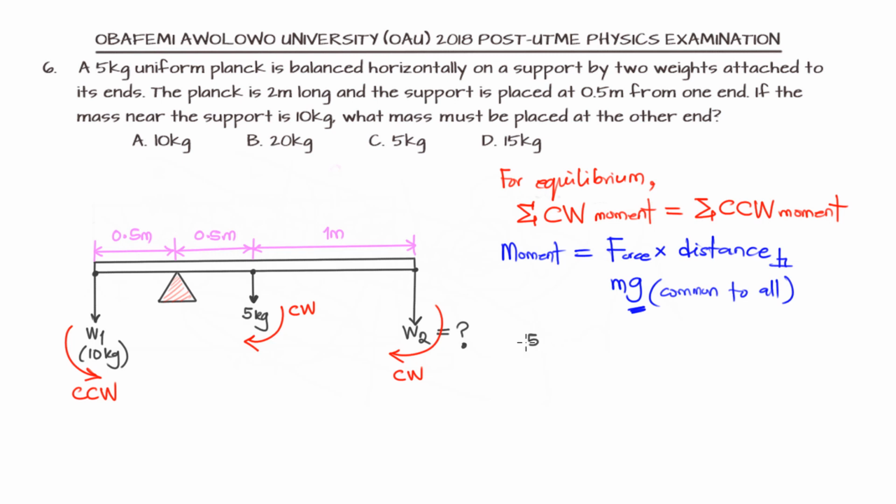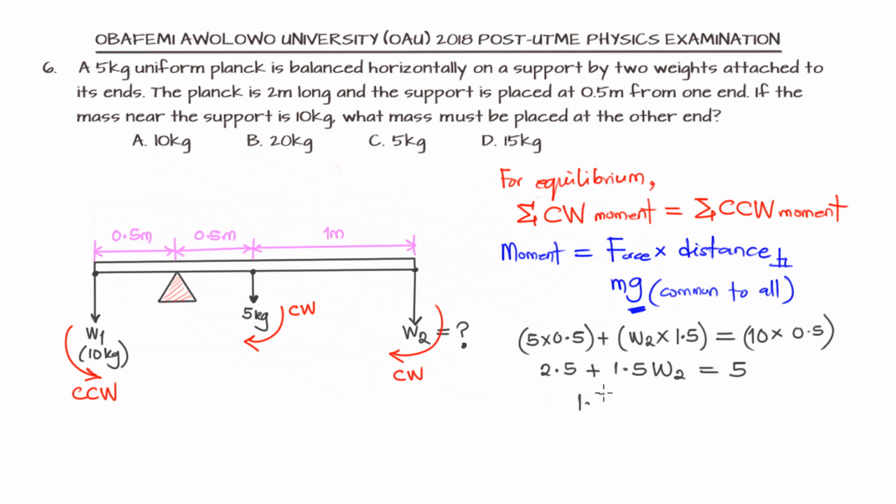So the clockwise moment will be 5 multiplied by the distance, that's 0.5 meters, plus the weight W2 that we're looking for, and its distance will be 1 plus 0.5, and that will be 1.5 meters. So this is going to be equal to the counterclockwise moment, which is 10 kg multiplied by the distance to the support, 0.5 meters. So this is what we need to evaluate. 5 multiplied by 0.5 is 2.5. So that will be 2.5 plus W2 multiplied by 1.5 is 1.5 W2. 10 multiplied by 0.5 is 5.